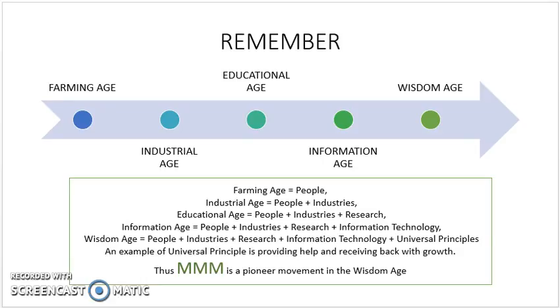An example of a universal principle is providing help and receiving back with growth. Thus, MMM is a pioneer movement in the wisdom age because it adopts, in addition to information technology, people, research, and industries, a universal principle of giving and receiving in increases.